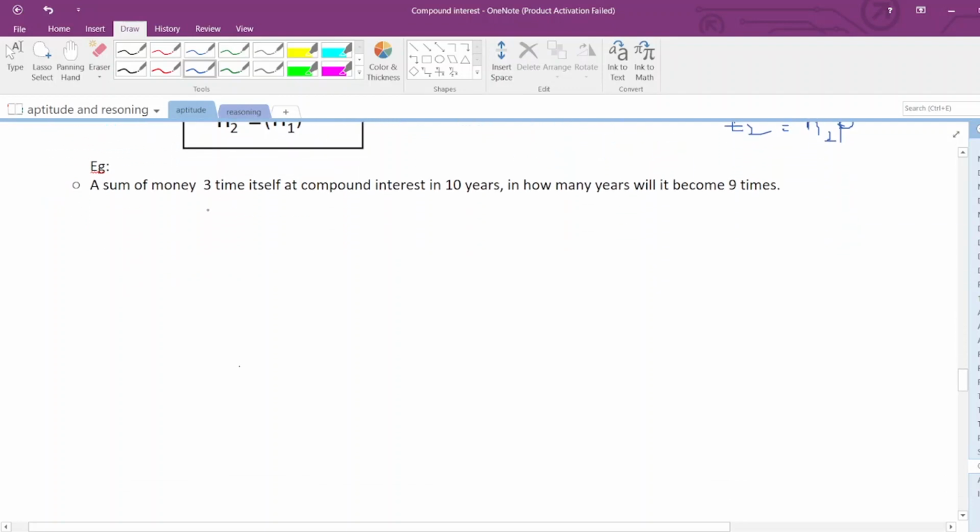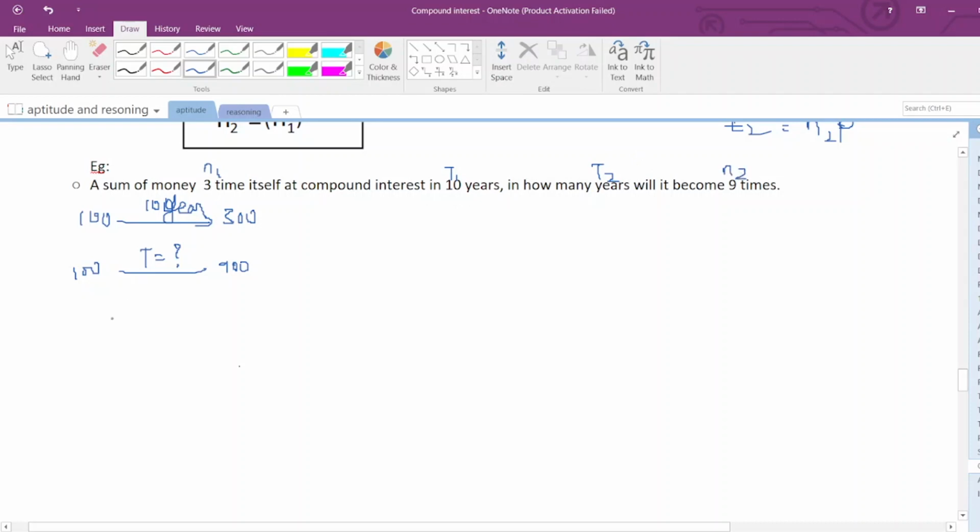Okay, now let's try to understand with this example. See, a sum of money becomes 3 times itself at compound interest in 10 years. What is he saying? Suppose the principal is 100, in 10 years it becomes 3 times, which means 300. Then in how many years will it become 9 times, which means 900? That is, t is equal to how many years, he is asking. In this case you can directly take the formula. This 3 times is n1 and t1 is 10 years, and t2 is the unknown number of years, and 9 is equal to n2.